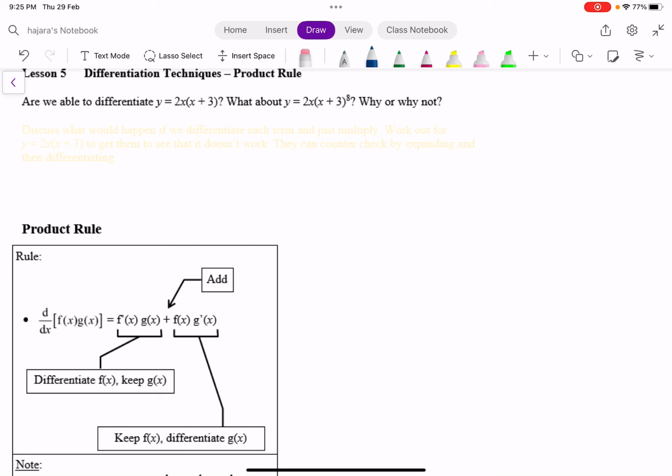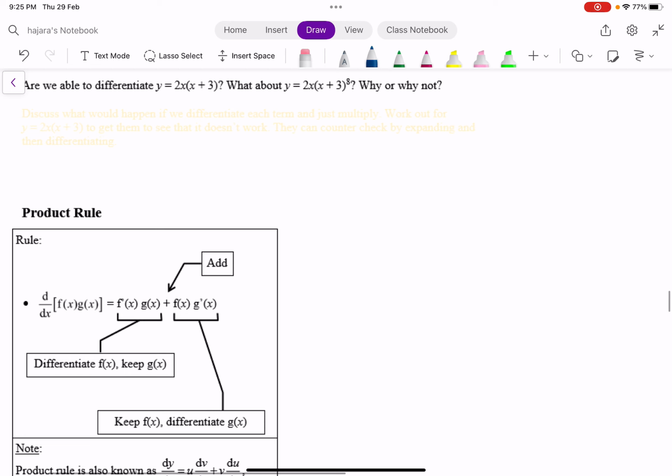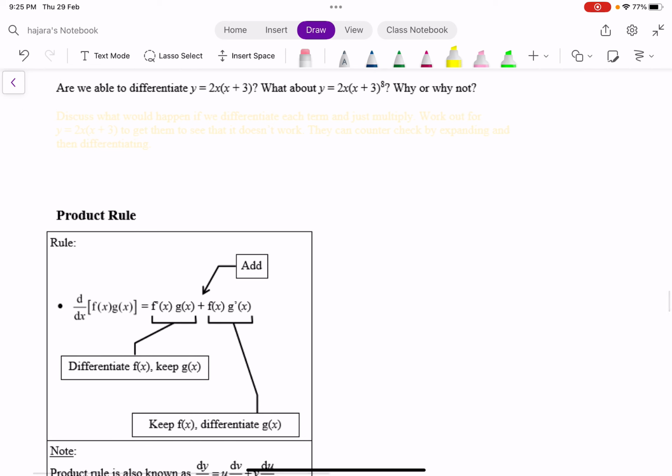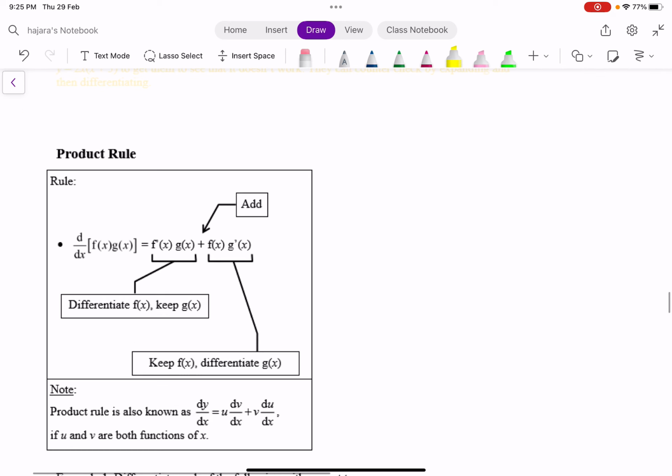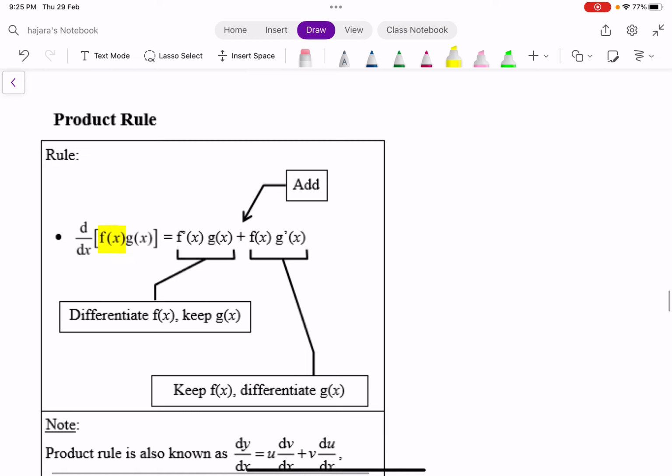In this video, we are going to learn how to use the product rule to do differentiation. Now, when do we need to apply product rule? We use product rule to differentiate functions which look like this, when you have f(x) times g(x). f(x) is a function in x multiplied with another function in x, g(x). Okay, so let me give some examples.